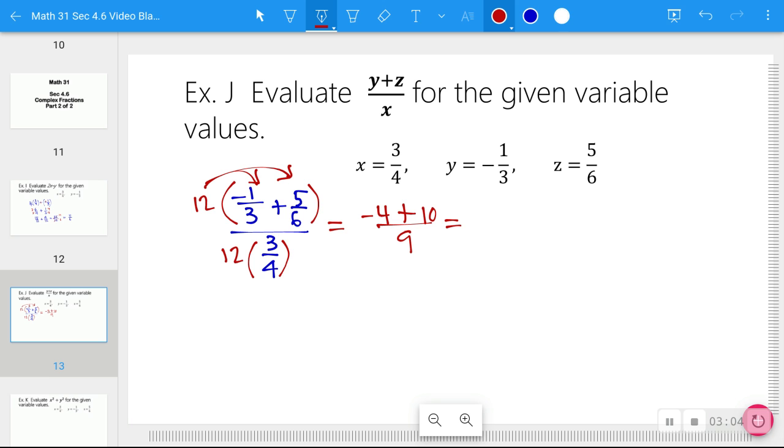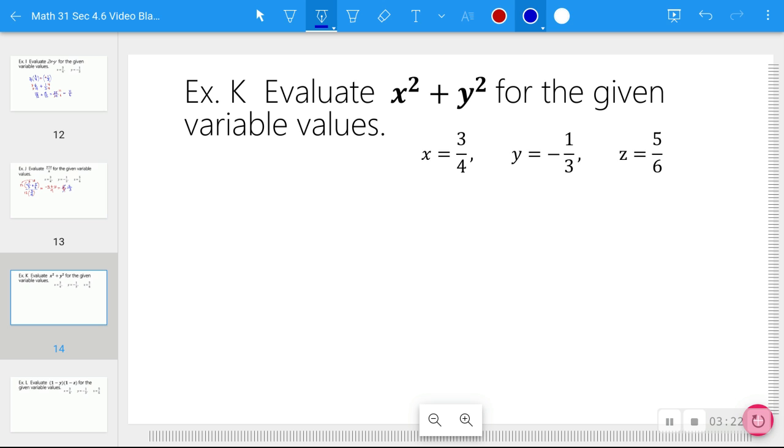So we end up here with 6/9. And simplifying this, you divide by 3 and divide by 3, and you get 2/3. Final answer.